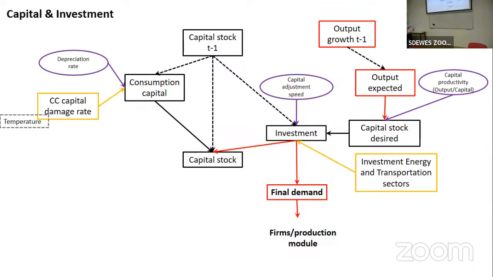You have to produce that investment. And it's part of, together with the capital stock of the previous year, the capital stock. And then for the consumption of fixed capital, you have the depreciation rate and the damages that depend on the temperature.